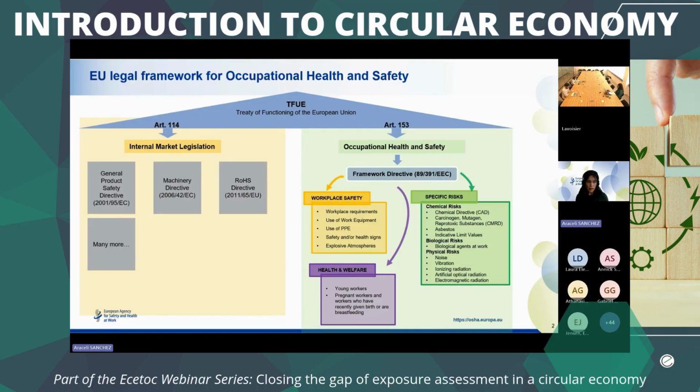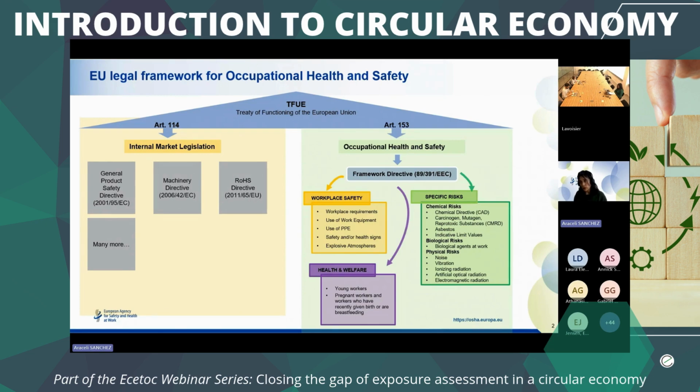And this aligns with the first principle in the hierarchy of risk control measures, which is elimination. And the Machinery Directive also establishes that machines should be designed to prevent emissions of toxic substances, addressing the principle of safety by design, which is very important in OSH.